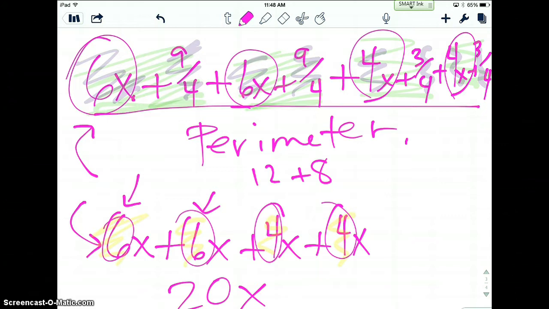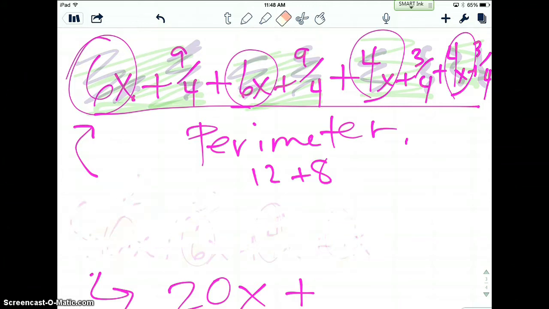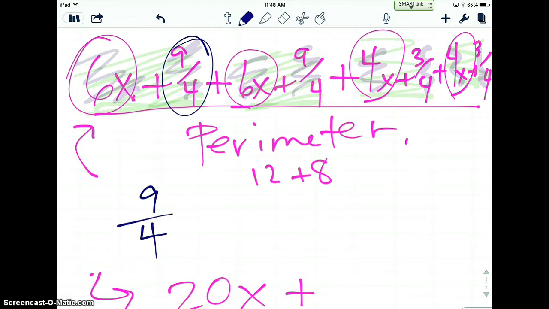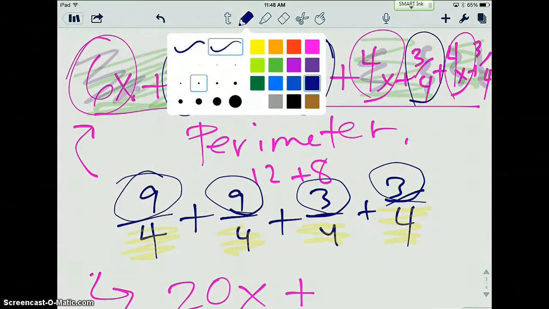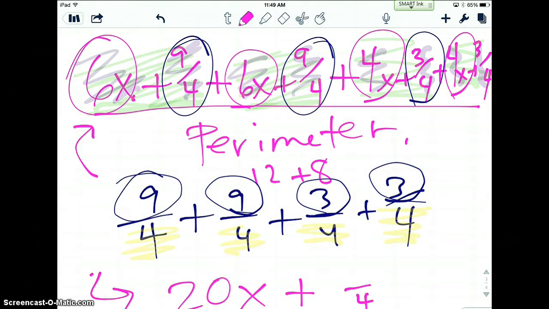So does that whole expression for perimeter simplify to just 20x? No, I still have plus something else. And that something else is the constants in my expression. So what are my constants? Well, those are all the beautiful fractions. Improper are some of them. So I have 9/4 plus 9/4 plus 3/4 plus 3/4. And this should actually make you super happy when you're adding them, because they already have common denominators. So if I add the numerators, how many total fourths am I going to have here? 9 and 9 is 18, plus another 3 is 21, plus another 3 is 24. So this is 24 fourths, which is improper.